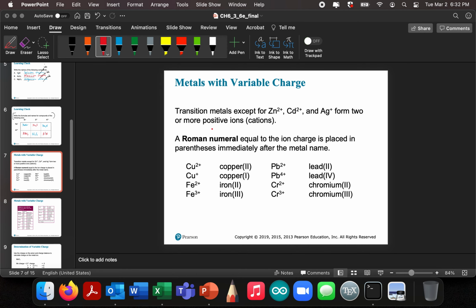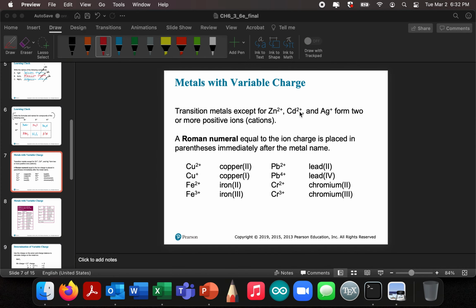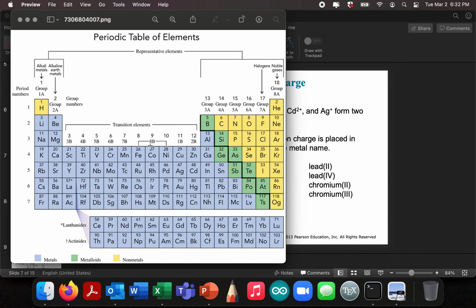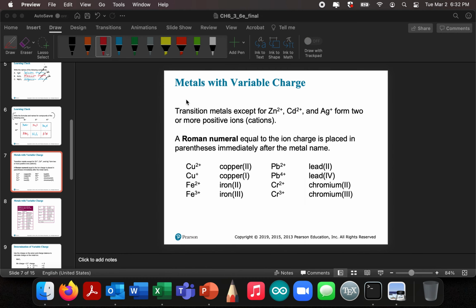Okay, the next kind of ionic compound we have to worry about are compounds that have metals with variable charge. So, transition metals. I've got my periodic table right here. All this blue stuff here is transition metals. This is not; this is group 1 and group 2, our main group, and these are main groups over here. But transition metals have variable charges. That is, we don't know by looking at the periodic table what their charges are.